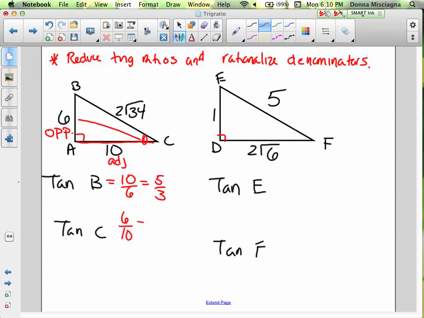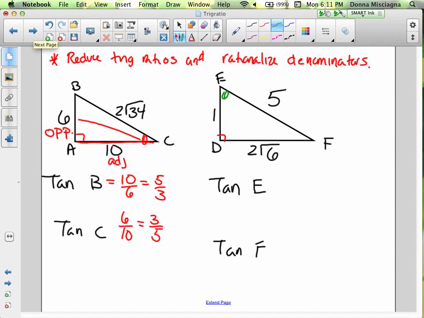And both of those are divisible by 2. Right? So 6 divided by 2 is 3, and 10 divided by 2 is 5. Now let's look over at angle E and angle F. All right, so here's angle E. We're interested in angle E here. So we want the tangent for angle E.